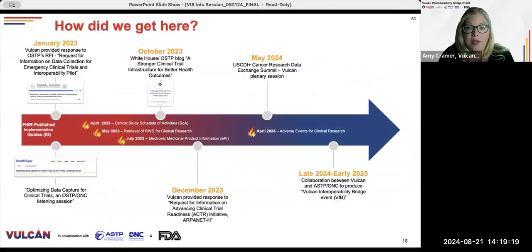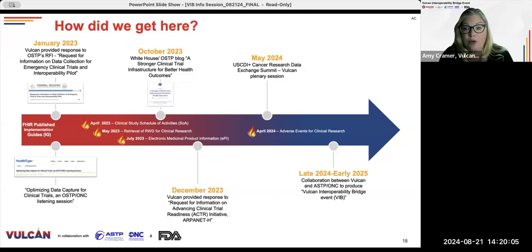So a little bit about how we got engaged with the Office of the National Coordinator, ASTP, and the work that they're doing, as well as many other government agencies and FDA. Here's a little bit of a timeline. In January 2023, there was a request for information on data collection for emergency clinical trials and interoperability pilots. And Vulcan came together and wrote that response. What was great about it is when we looked at our body of work within Vulcan, we were working on how do you exchange data for schedule of activities? How do you exchange data in real world data? How about utilizing a digital protocol and other items? They really seem to align with the questions that were being asked in that RFI.